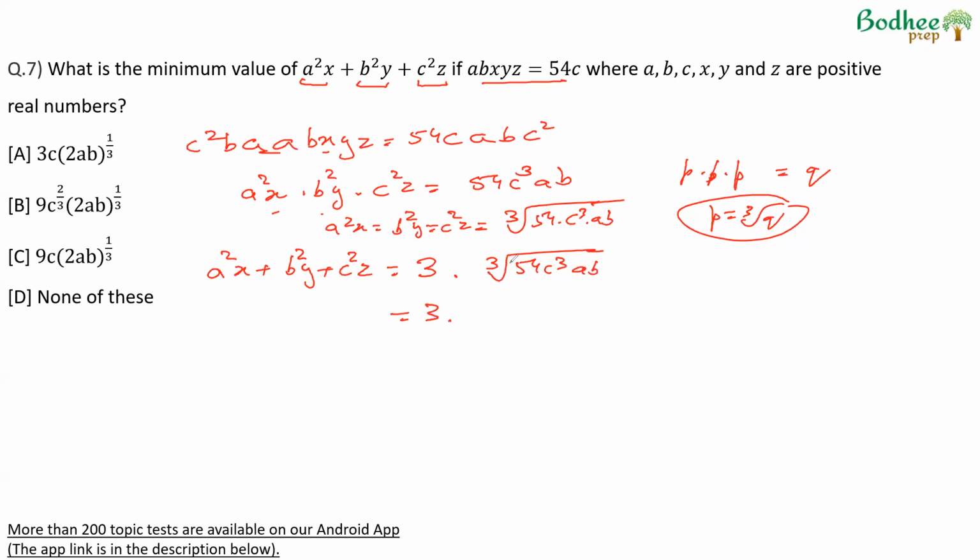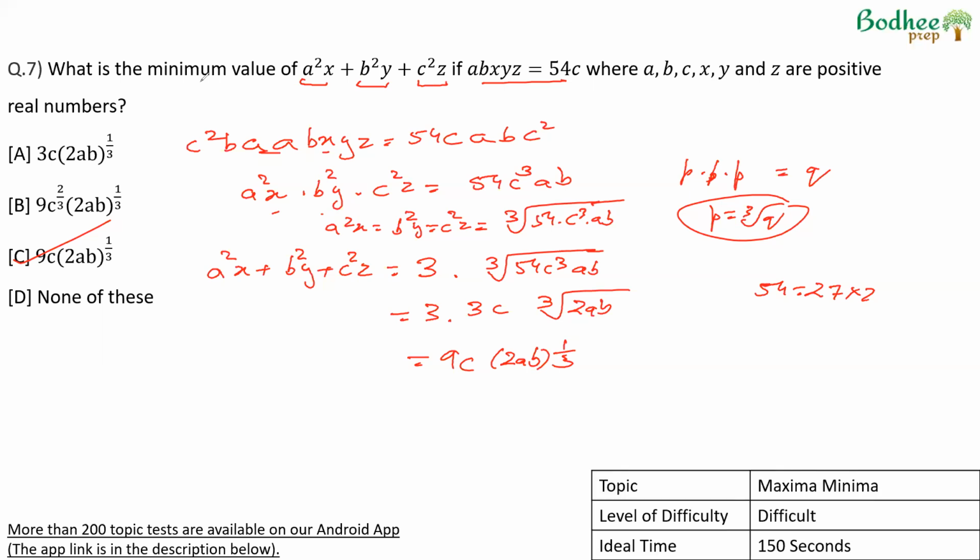This is 3 into cube root of 54. 54 is 27 into 2. Cube root of 27 is 3. So 3 comes out. 2 remaining. C cube again is c cube root. I am left with cube root of 2ab. This is nothing but 9c into 2ab raised to power 1 by 3. From the options, option C becomes the answer. There are lots of a's and x's or variables, and therefore I'm saying difficult question. Maybe about 2.5 minutes to solve.